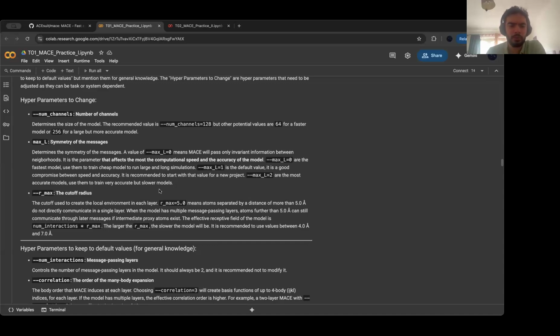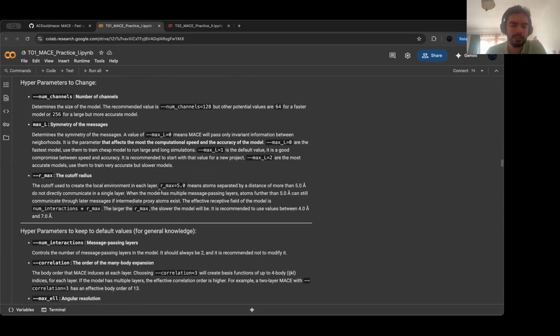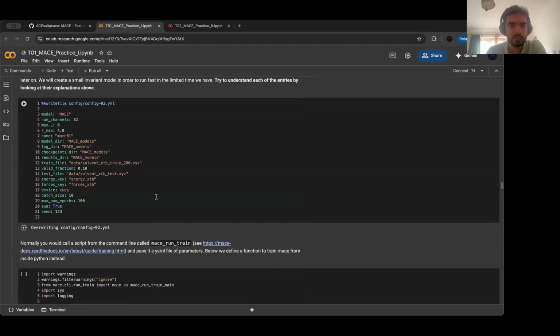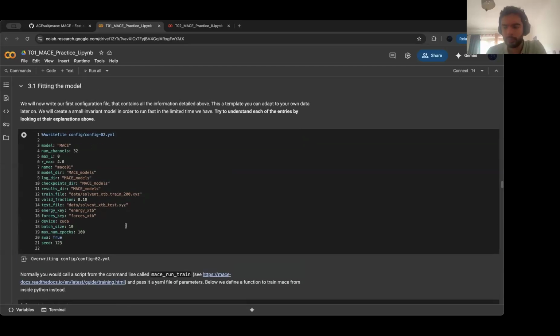I recommend that you basically stay in the range of 4 angstrom to 7 angstrom. I highly recommend not going larger than 7 angstrom, and especially not smaller than 4 angstrom. Even if from the physics you think that 3 angstrom is enough, usually it produces much worse models. So then here I go about how you do the fitting of the model.